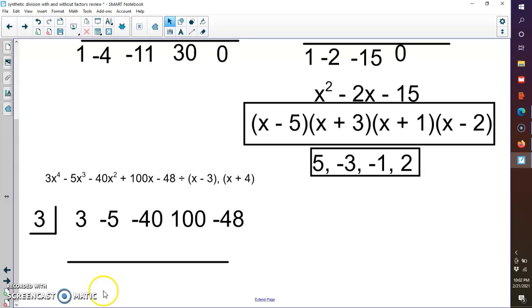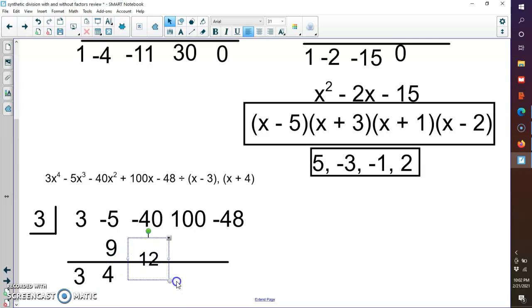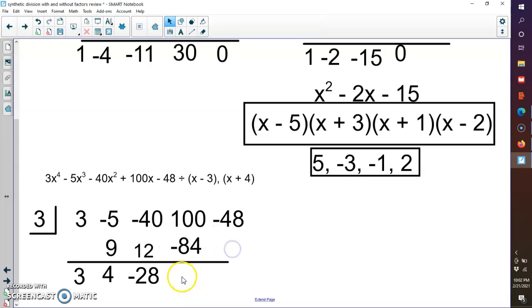We bring down that 3, and 3 times 3 is 9. 9 and negative 5 is 4. 4 times 3 is 12. 12 and negative 40 is negative 28. Negative 28 times 3 is negative 84. Oops, didn't mean to put 2 negatives there. Negative 84 and 100 is 16. 16 times 3 is 48, which gives us our 0.